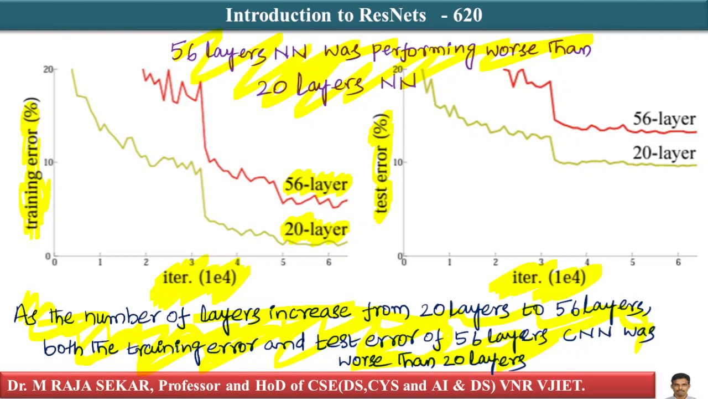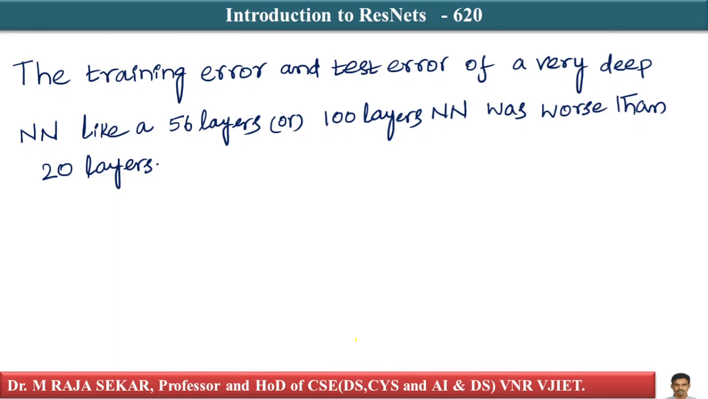If you are using a plain network like VGG16, a modified version of VGG16, remember VGG16 has 16 layers. So instead of 16 layers, you can always increase to 56 layers. What they noticed was that both the training error and the test error of very deep neural networks like 56 layer or 100 layer networks were worse than the 20 layer one.